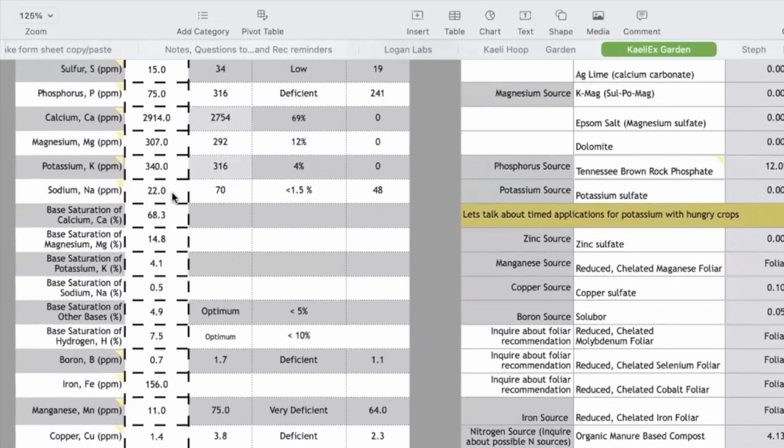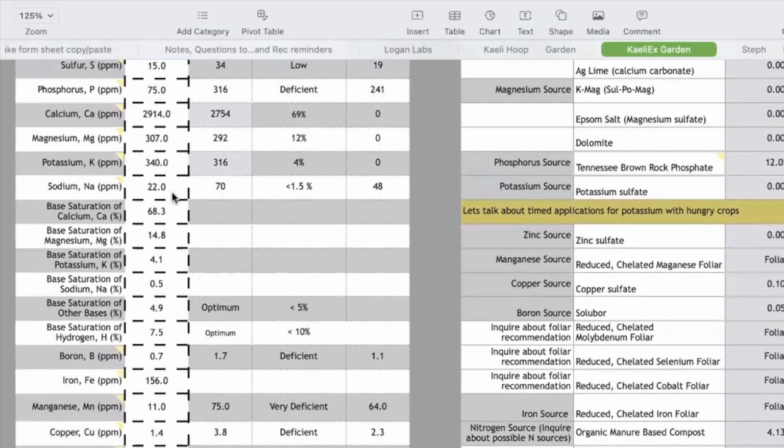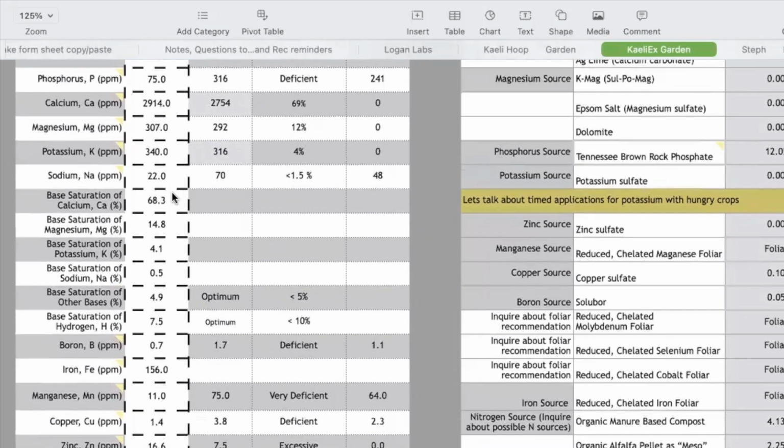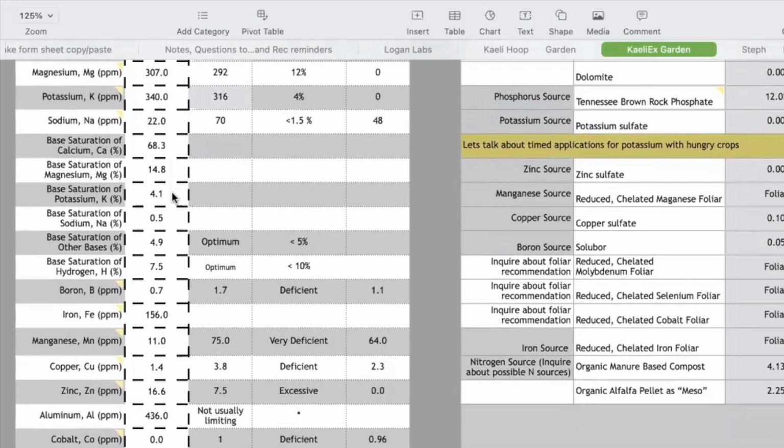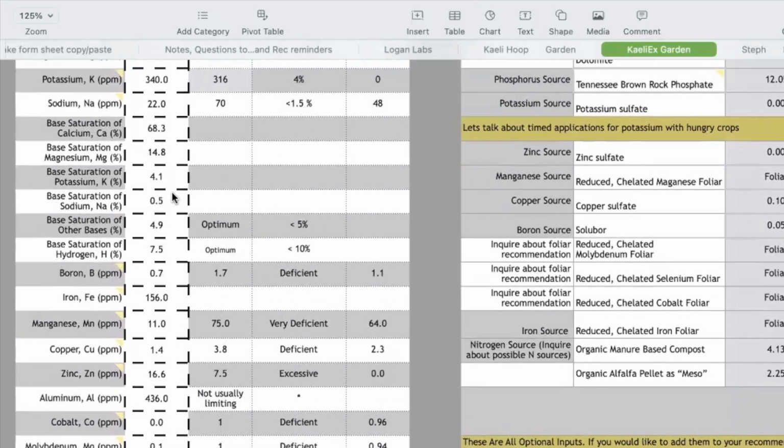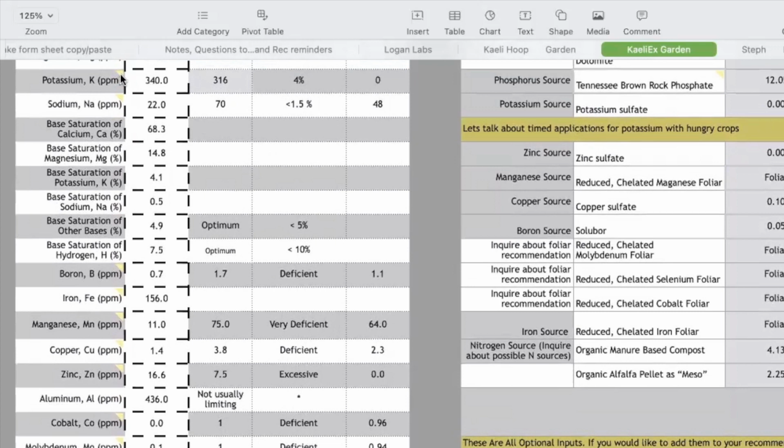If we need to add a foliar of potassium, that's easily done. And a soil application side dress is also easily done with a plant available potassium. Your sodium level could be a little higher, right? So you're less than the 1.5, you're less than 1. We could talk about that.